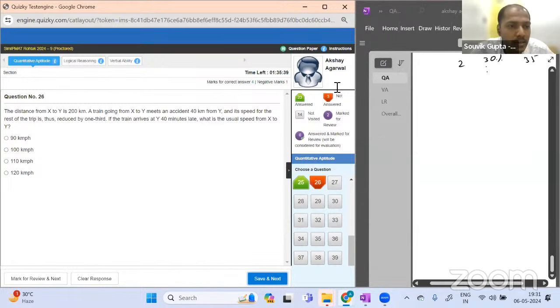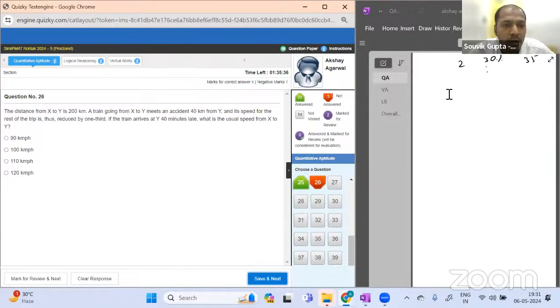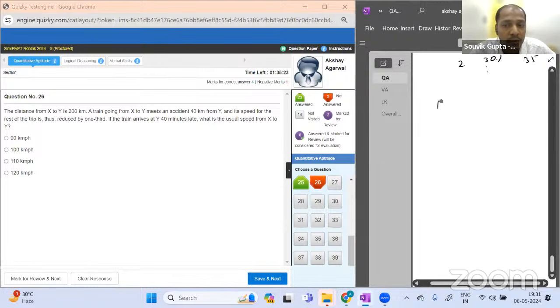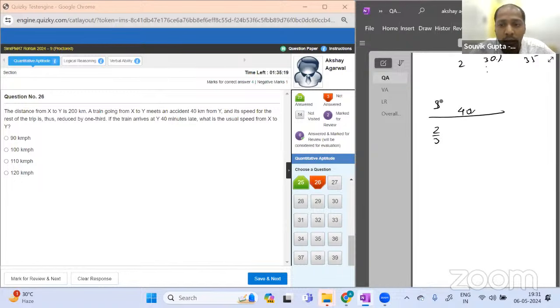Question number 26. The distance from X to Y is 200 kilometers. A train going from X to Y has an accident 40 kilometers from Y, and the speed for the rest of the journey is reduced by 1/3. So the speed becomes 2/3 s for the 40 kilometer journey, and the time taken, if it was t here, will be 3/2 t here, but that is equal to t plus 40 minutes. Therefore half t is 40 minutes.